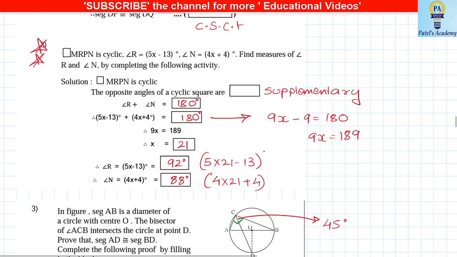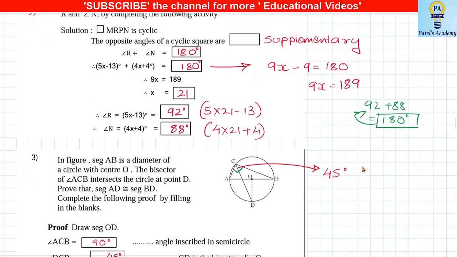Now here, after you get the angles, if you add 92 and 88, I'll just check whether I'm getting 180 degrees. Yes, I'm getting 180 degrees, which means your calculations are correct. So this is going to be a self-check sum. If you get the value of x wrong, suppose you made some mistake and got 18, 19 or 20, then the addition won't be 180.